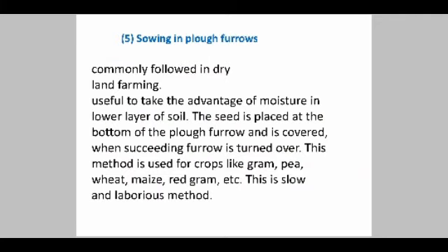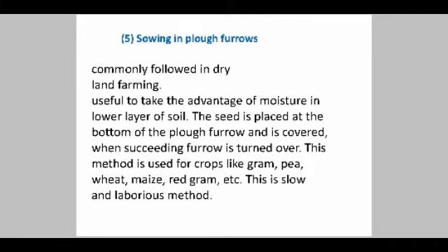Next is sowing in plough furrow. This is an effective technique of sowing. It is commonly followed in dryland farming. This method is useful to take advantage of the moisture in the lower layer of the soil. So the seed is placed at the bottom of the plough furrow and it is covered.